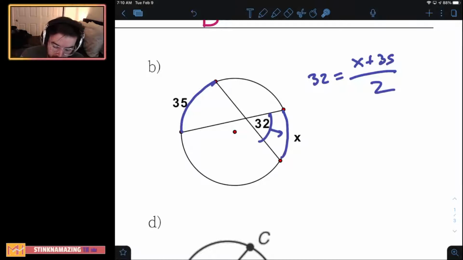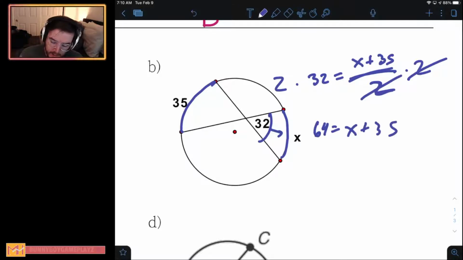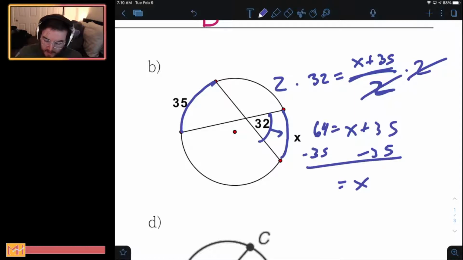So how do we solve for x here? Well, if we're dividing by 2 and we want to get rid of that, we're going to multiply by 2 to each side to cancel that out. So that's 64. And now if we're adding 35, we're going to subtract 35 to cancel that out. And 64 minus 35 is 29. So the measure of the arc is 29.